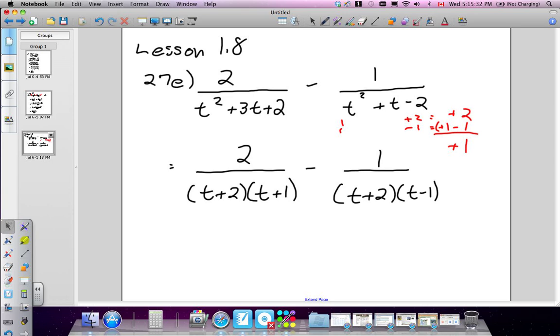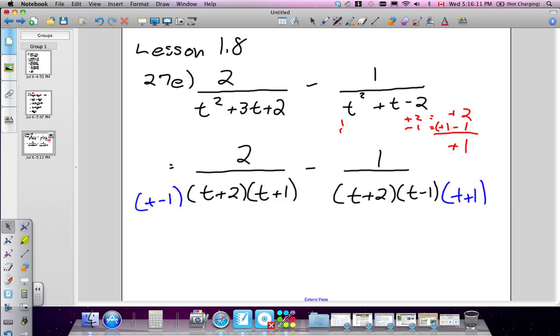What you can see now is, we know this and this are the same. The only difference is t plus 1 and t minus 1 are different. So in order to make the bottoms the same, I'm going to multiply each bottom by what it's missing on the other side. So in this first one, I have t plus 2, t plus 1. I'm going to multiply this one here by t minus 1, and that one by t plus 1, and all my bottoms will be the same then. But whatever I do to the bottom, I have to do to the top again.